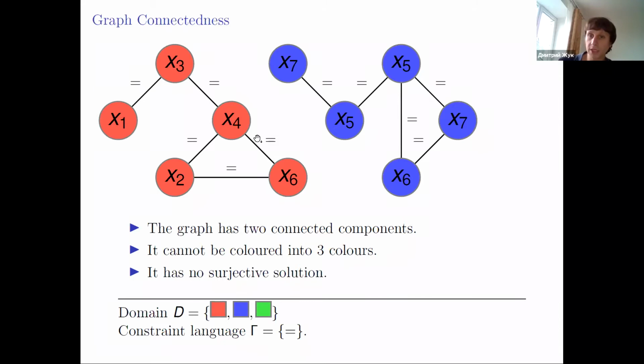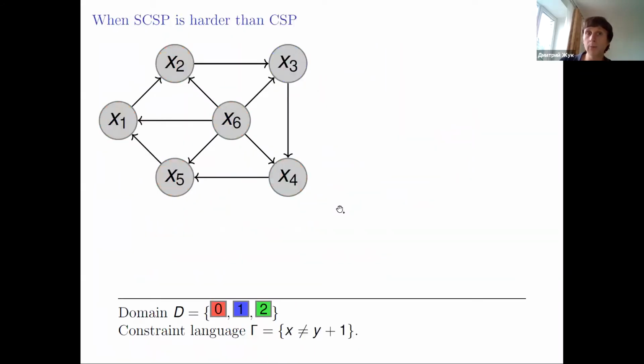Because every time you have just one equality predicate in your constraint language, you just need to count the number of connected components and compare this number with the size of your domain. So this problem is easy. And one more example of surjective constraint satisfaction problem, which is actually harder than the usual constraint satisfaction problem over the same constraint language. If we are on a 3-element domain again, and we have just one predicate, x is not equal to y plus 1. Here, y plus 1 is modulo 3.